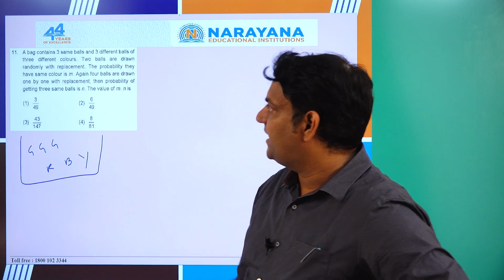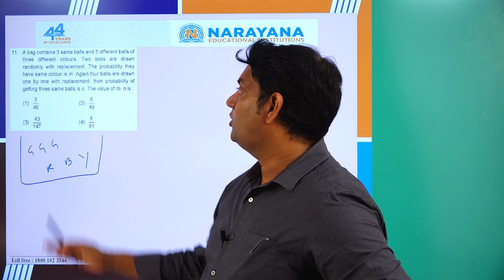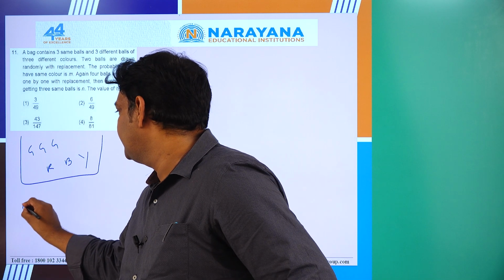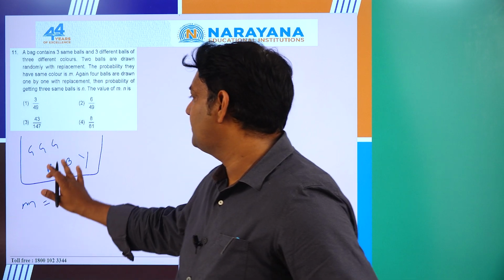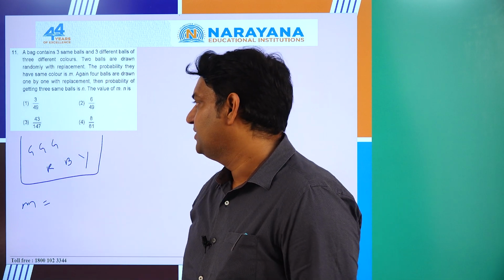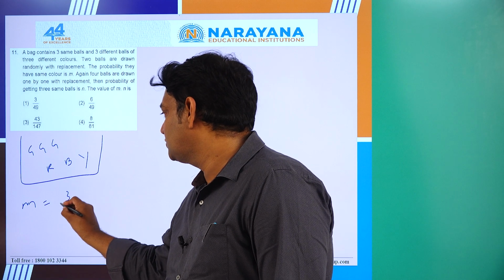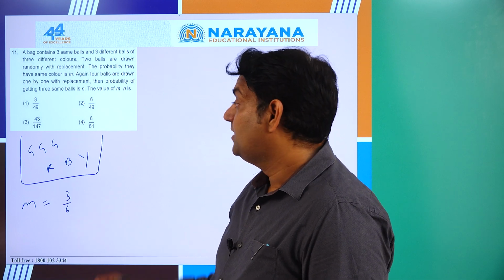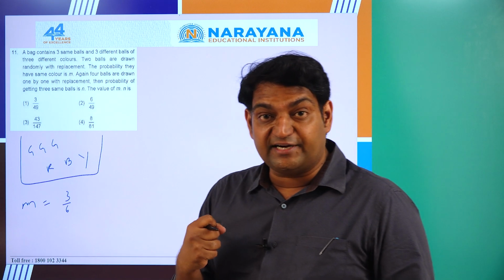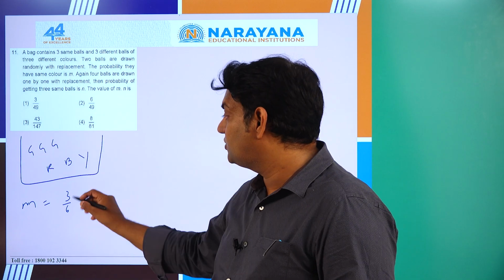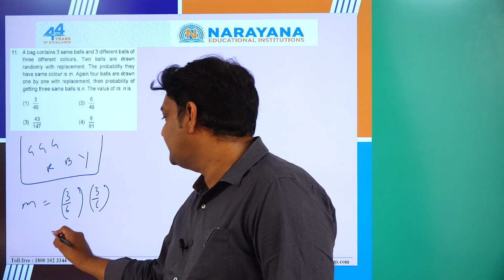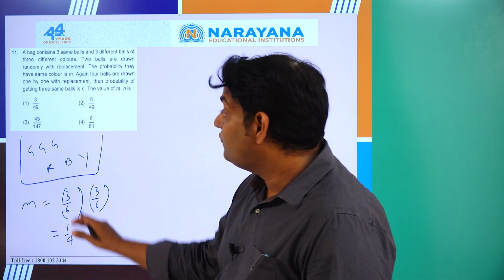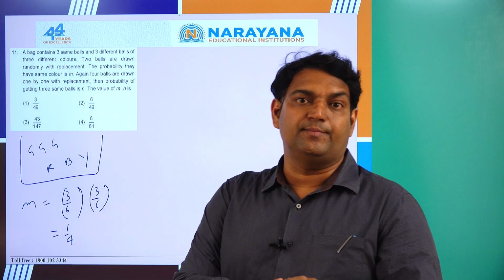2 balls are drawn randomly with replacement. The probability they have the same color. So come on, tell me, is M. The same color may be green, or red, or blue. Suppose green came: 3 favorable cases, total 6 cases, 3 by 6. And again with replacement, so whatever ball we had drawn, we will keep it inside and again draw another ball. That is again 3 by 6. 3 by 6 into 3 by 6, what is this value? 1 by 4 when the alike color ball came out.